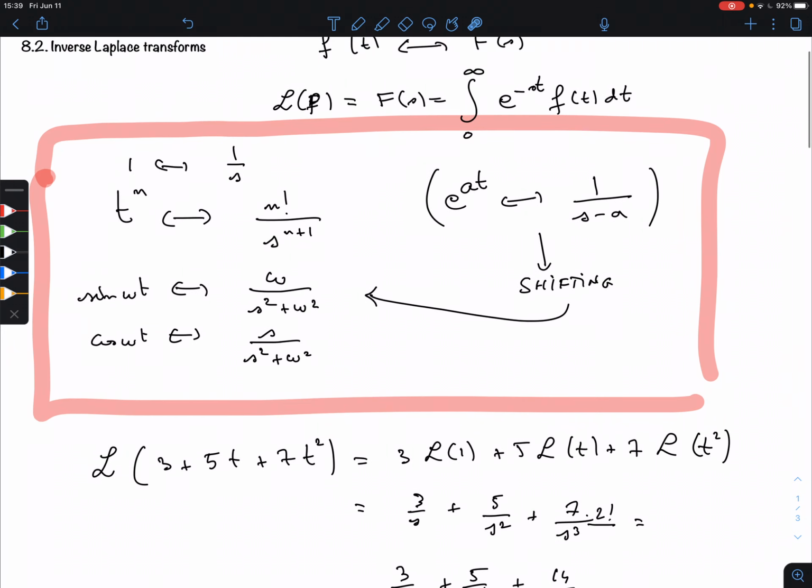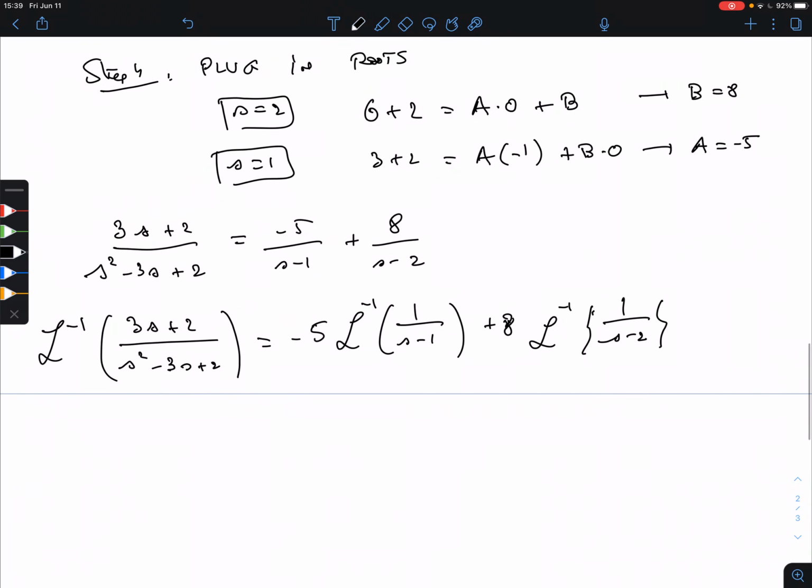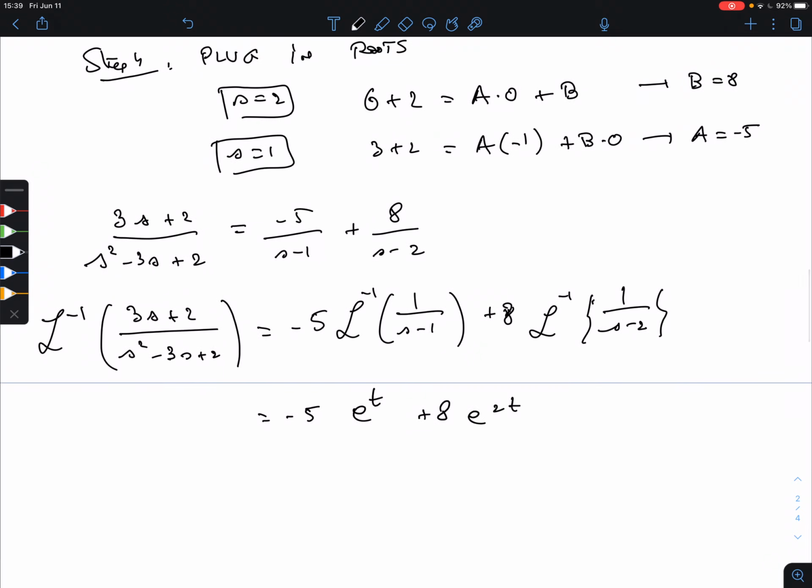So in this particular case, it's just this formula that we're going to use. We'll see later, in higher order, what we need to do. But okay, this means that we just have minus 5 times e to the 1t. So here a is 1. And here plus 8 times e to the 2t. Okay, that's it. That's all we need to do.